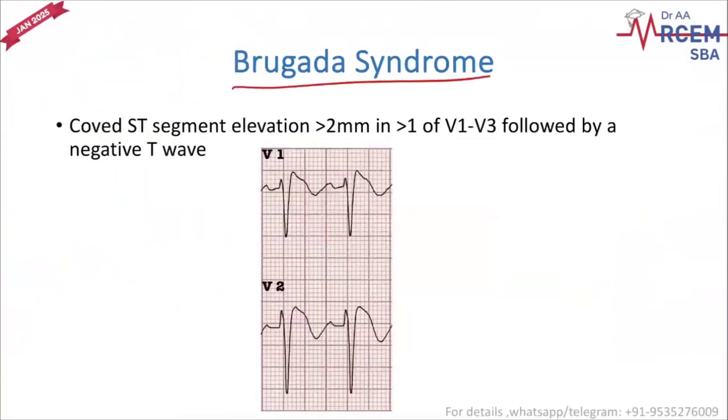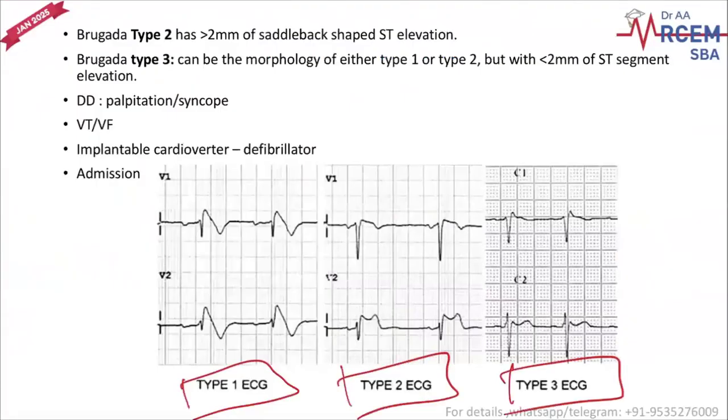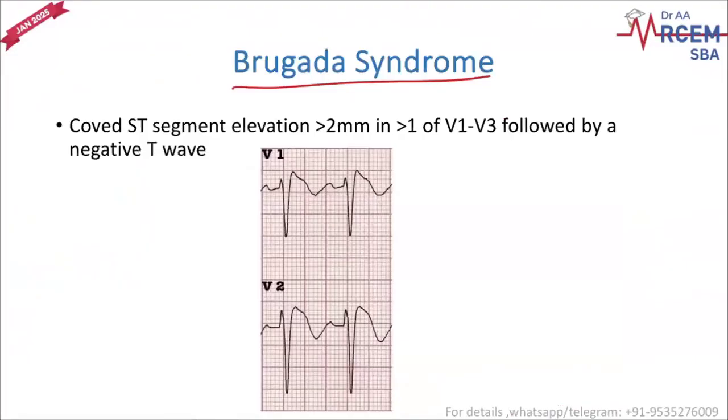The first thing we are seeing is Brugada syndrome. In Brugada syndrome, there are different types: type 1, type 2, and type 3. Most of the time it is type 1 that is tested in the exam; type 2 and type 3 are unlikely to be tested. Let us see each one of these. In type 1, there is a coved kind of pattern.